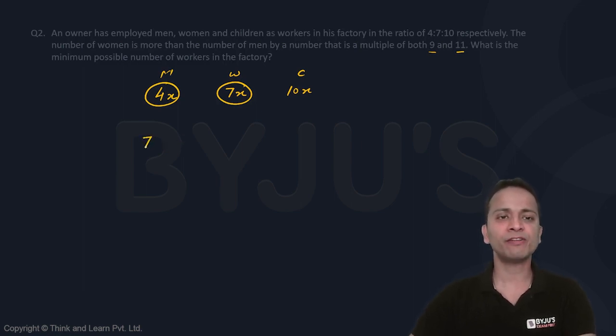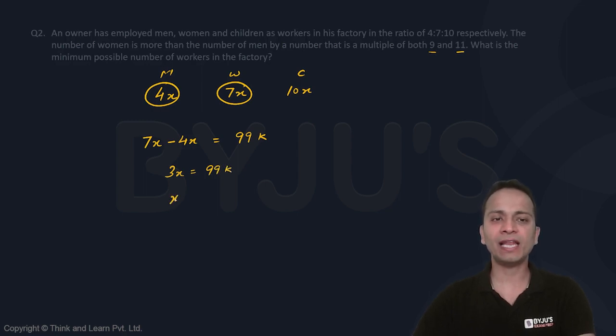So I can say that the difference between the number of women and the number of men, that is 7x minus 4x, will be a multiple of 99. So I can write it as 99k, where k will be any positive integer. All right. So further upon solving, I'll get 3x is equal to 99k and the value of x will be equal to 33k.